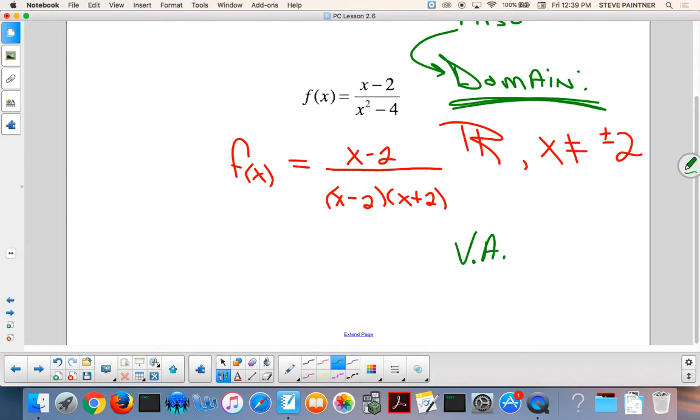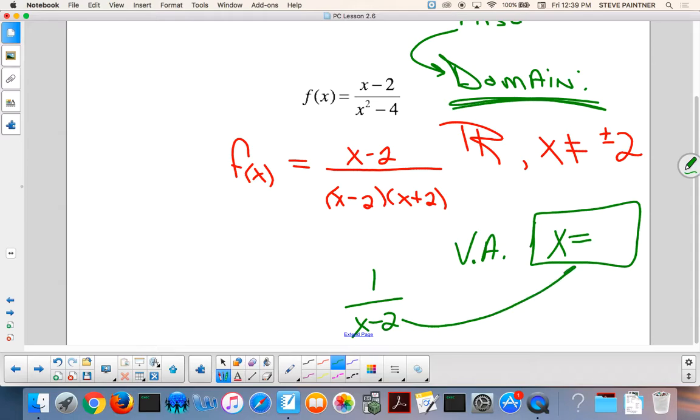vertical asymptote? What would it be now? Here, you cancel out this with this and get 1 over this, which would lead you to believe the vertical asymptote is x equals negative 2, because these cancel. So there's a little difference there. When you do domain, you just factor and look and tell me what it can't be. When you do vertical asymptote, factor it, cancel it, then look, and tell me what the asymptote is.